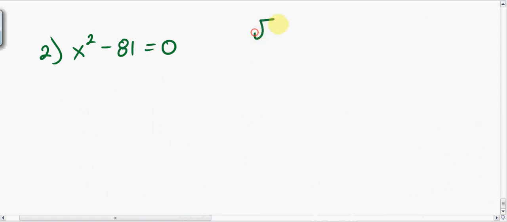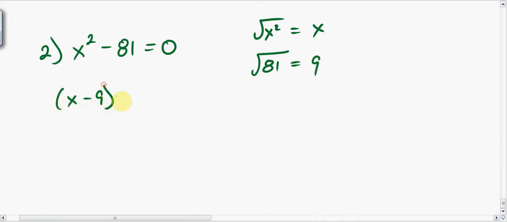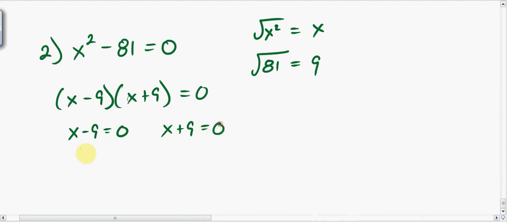So I can take the square root of x squared, and I'm going to get x. I can take the square root of 81, and I know I'm going to get 9. So I'm going to have x minus 9 times x plus 9. Set that equal to 0. So I'm going to find the value of x that makes this binomial equal 0, and the value of x that makes this binomial equal to 0. So I'll set them each equal to 0 and solve.